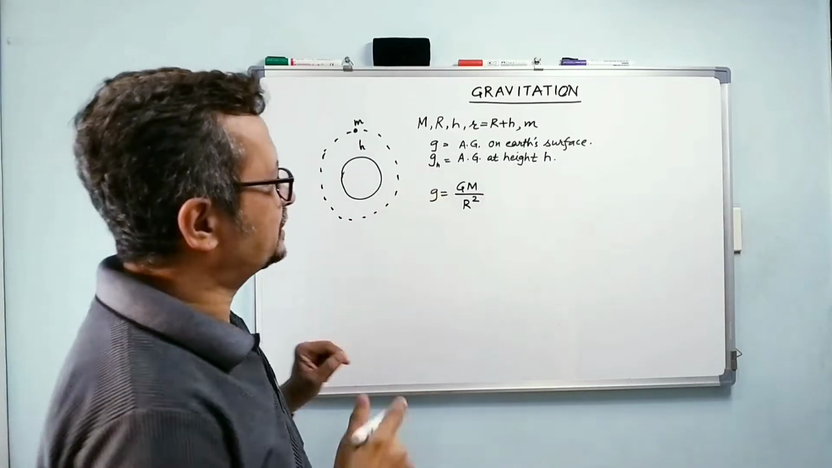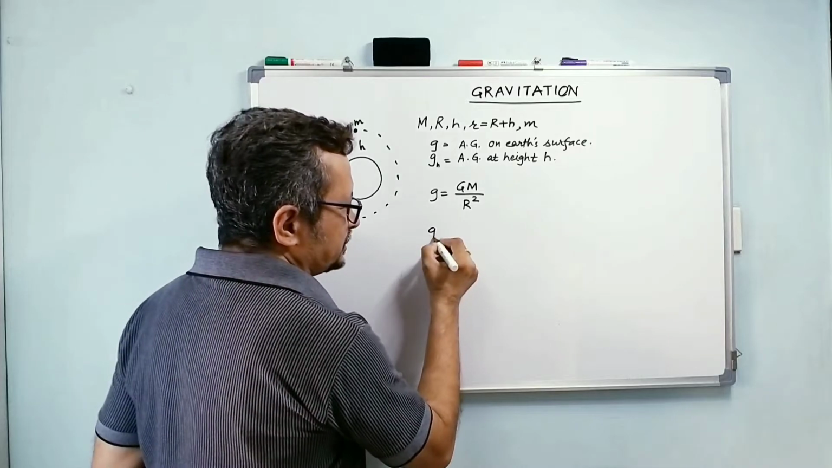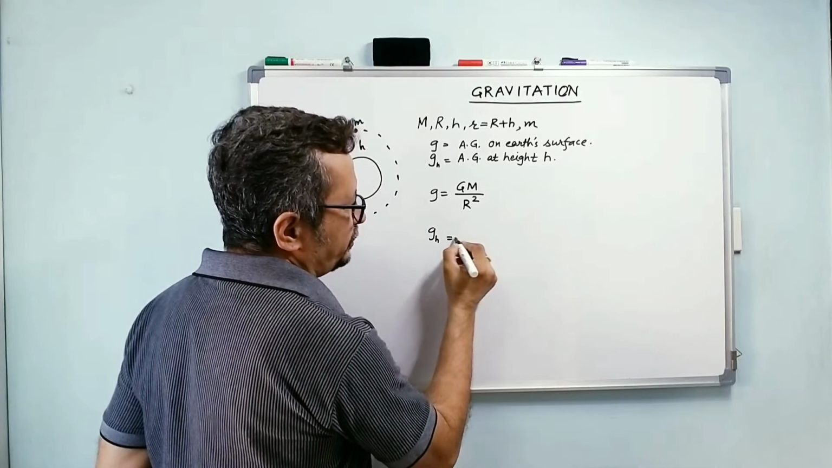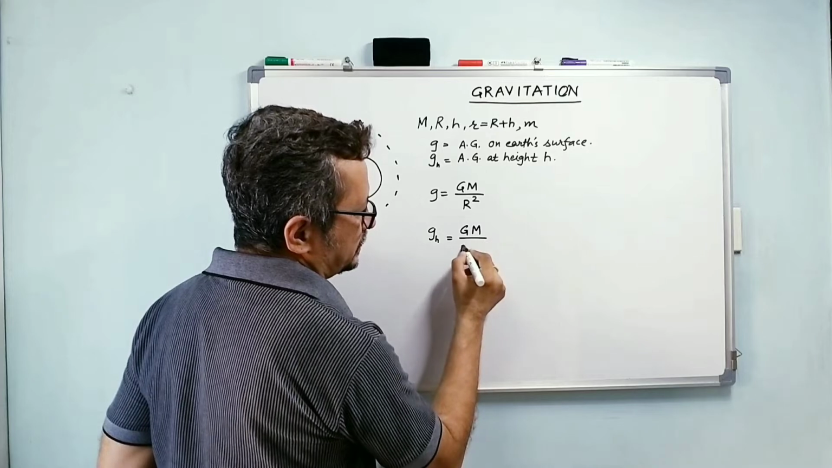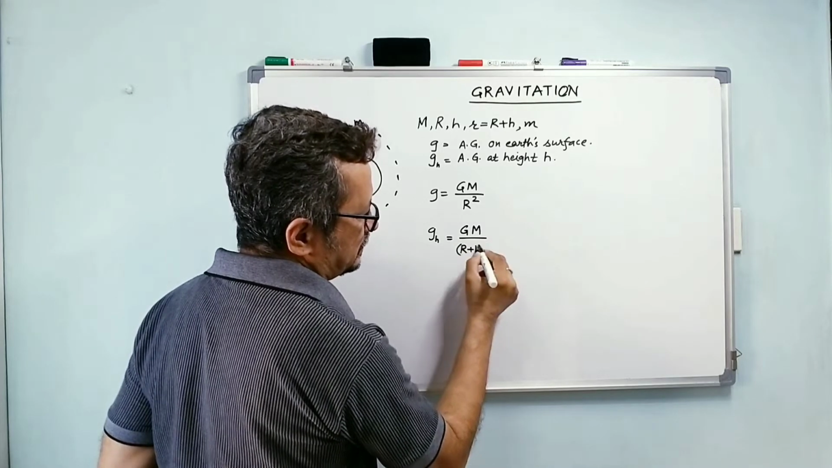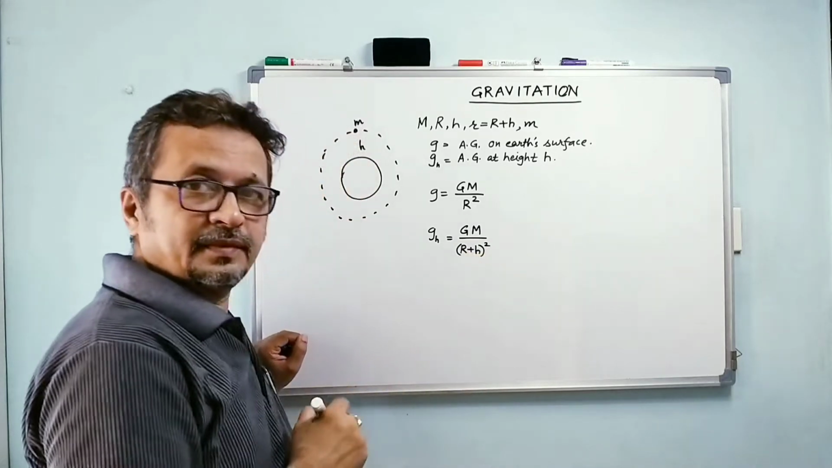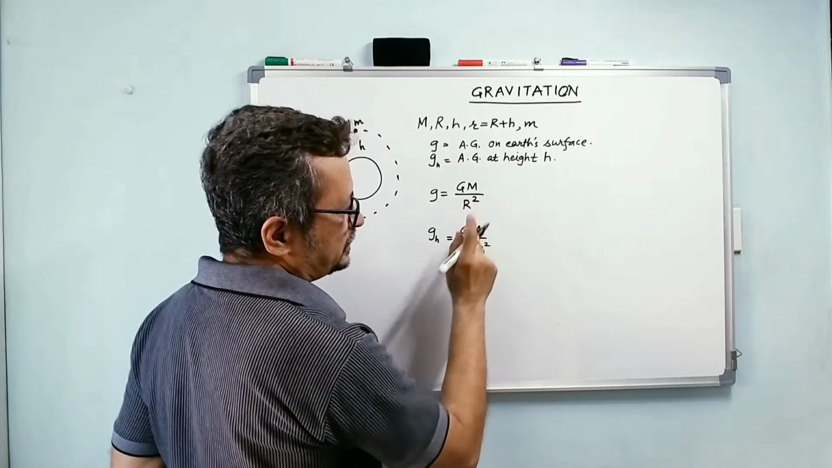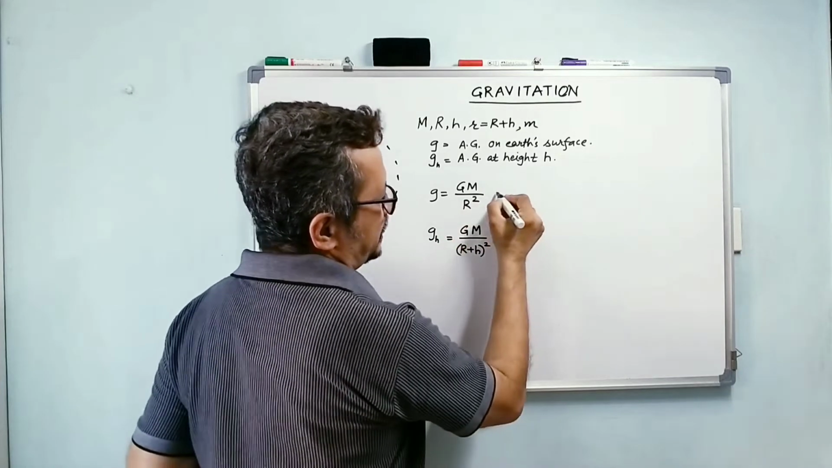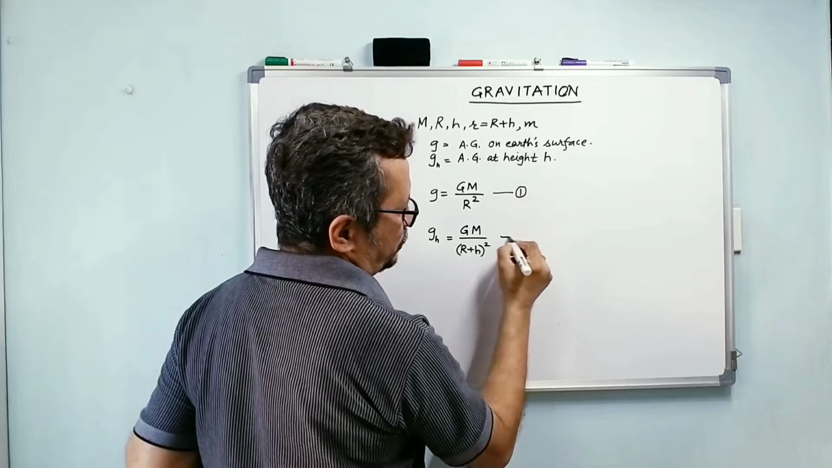What about this gh then? Now gh would obviously be equal to GM upon (R plus h) square, correct? And then if I want to find this, I know this, I know this, I know this, and I know this, but then there is one more way of doing it.